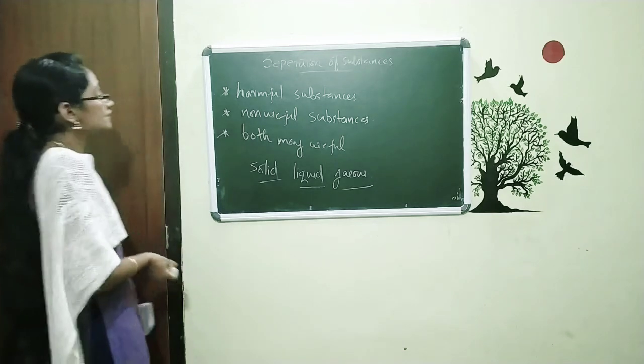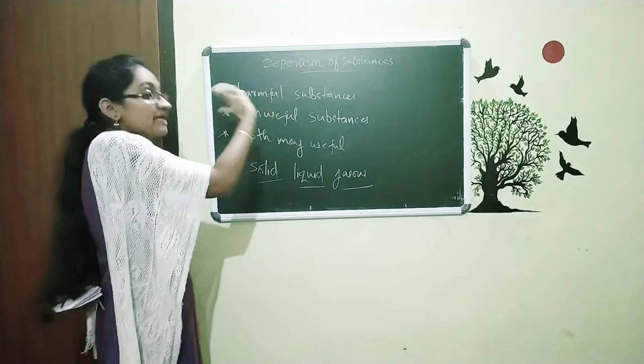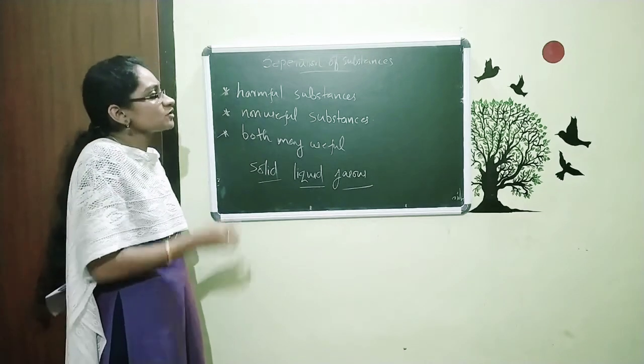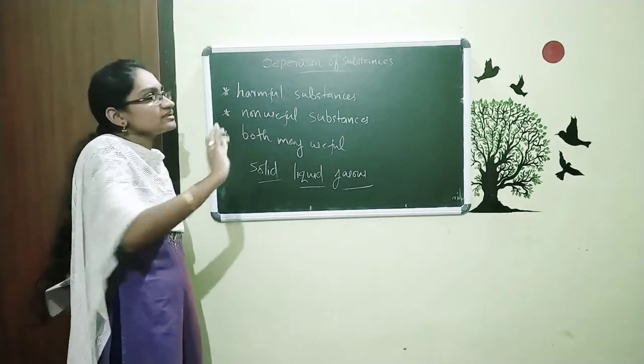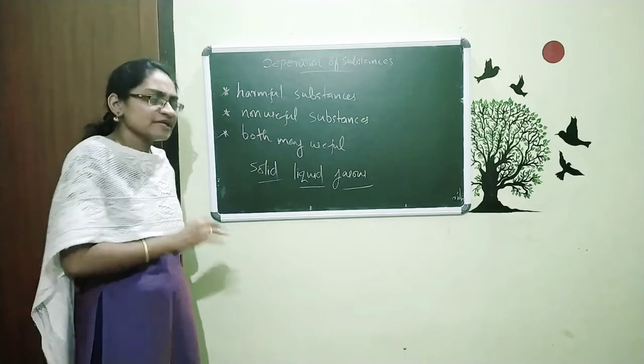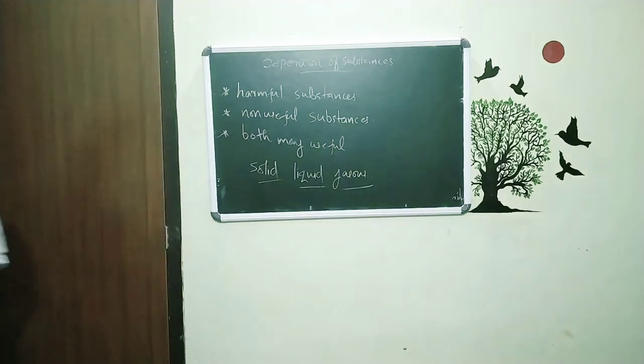Now we are going to discuss each and every type of separation of substances. In your textbook, you have to study 9, 10 types of separations. Very simple. We are going to discuss that.